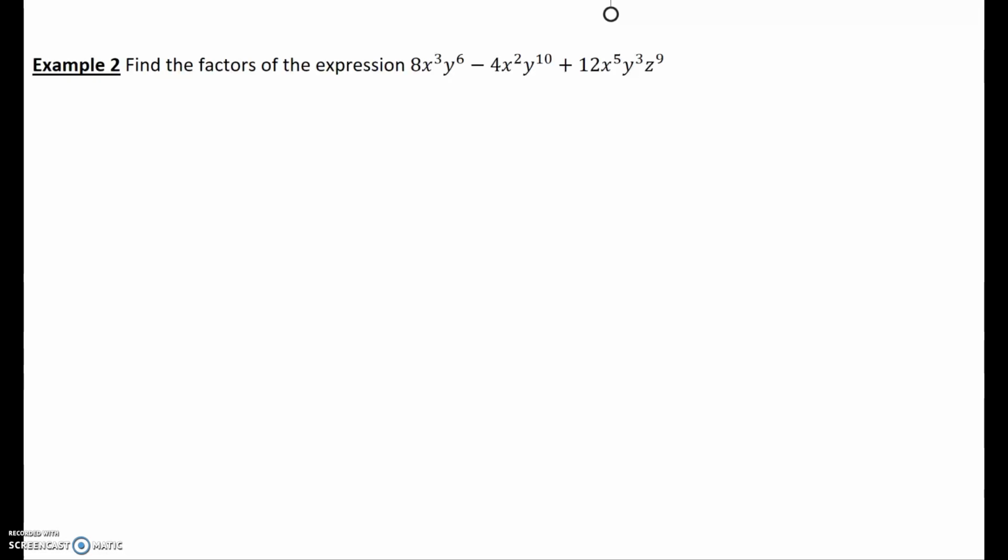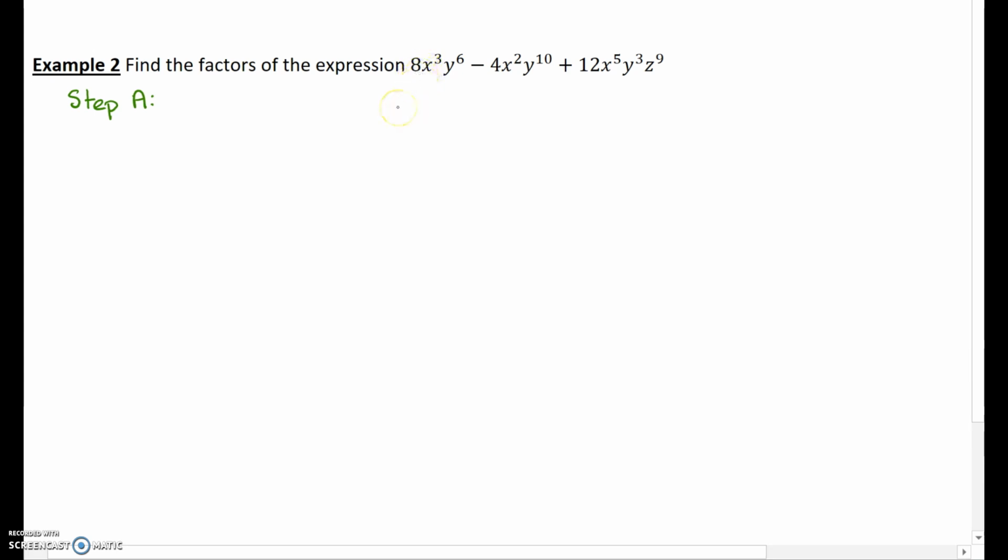This is the second example of removing the greatest common factor from an expression. So again, refer back to your notes anytime you're stuck thinking about what you should be doing next. And I would say when you're starting off these problems, like I've told you before, anytime you're starting a new topic, use your notes constantly.